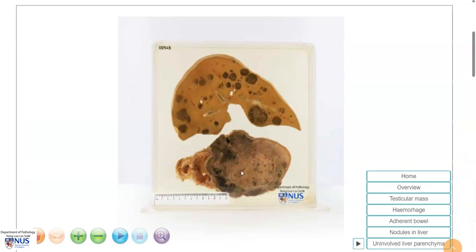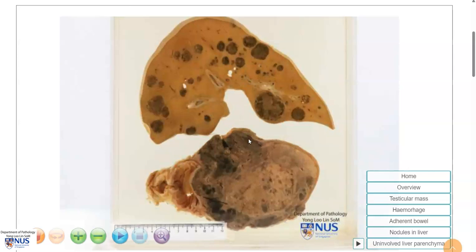Hence, in summary, here is an example of choriocarcinoma of the testis, which is a tumor with many areas of darkish hemorrhage and some pale necrosis, with metastatic choriocarcinoma involving the liver, where we can see multiple well-defined, rounded, dark brownish tumor deposits. Thank you.